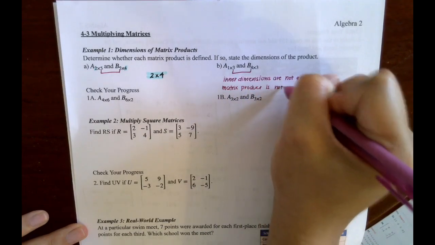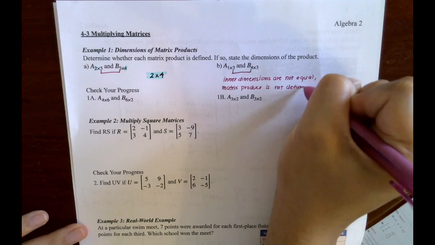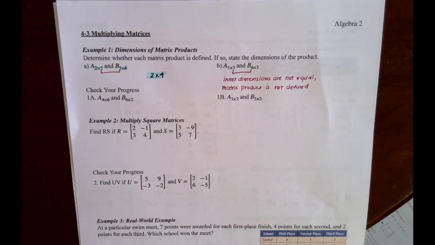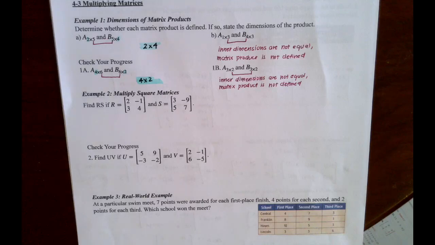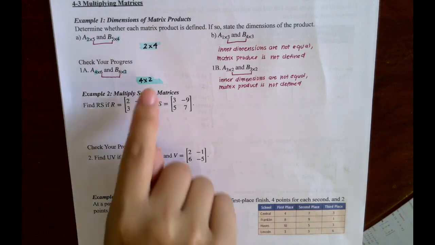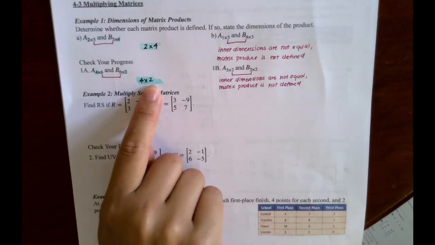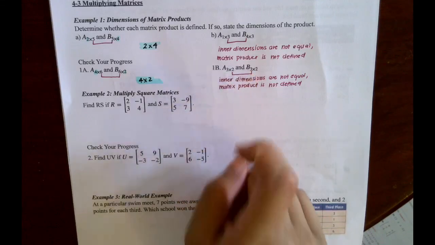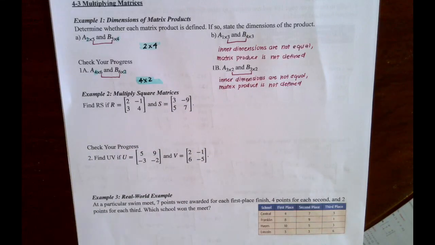Matrix product is not defined. Okay? So you're going to check your progress 1A and 1B, and then come check your answer once you're done. Okay, so for CYP 1A, you should have gotten a 4 by 2 matrix. And then for 1B, because the inner dimensions are not equal, the matrix product is not defined.